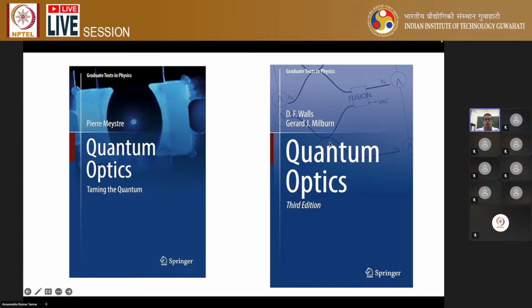The Quantum Optics book by Pieter Meystre is a very nice one, and Quantum Optics by Walls and Milburn is also good, where they have discussed the quantum master equation and other things. You can consult both books as well.